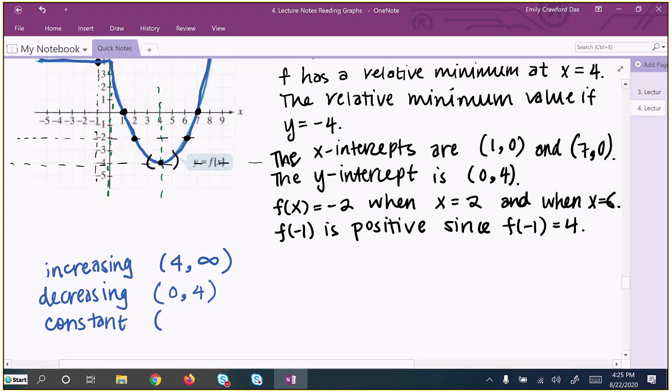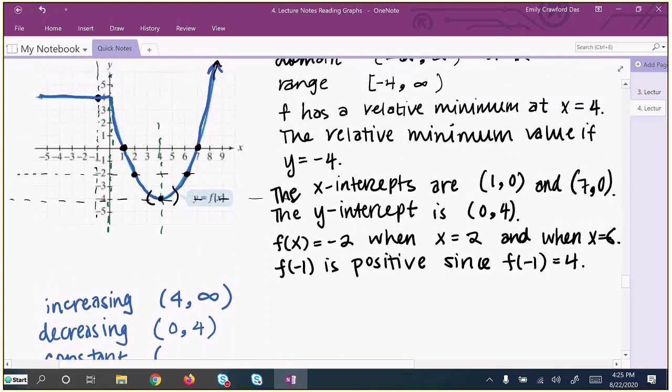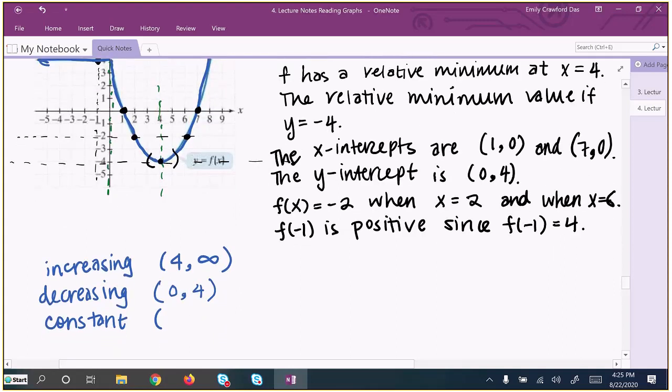If I move from right to left, from left to right, is there a part of the graph where the function values are staying the same? Yes, absolutely there is. It's this left side of the graph, and again we have an arrow here, so it continues doing that forever and ever. That means from negative infinity until we got to x equals 0, it was constant.